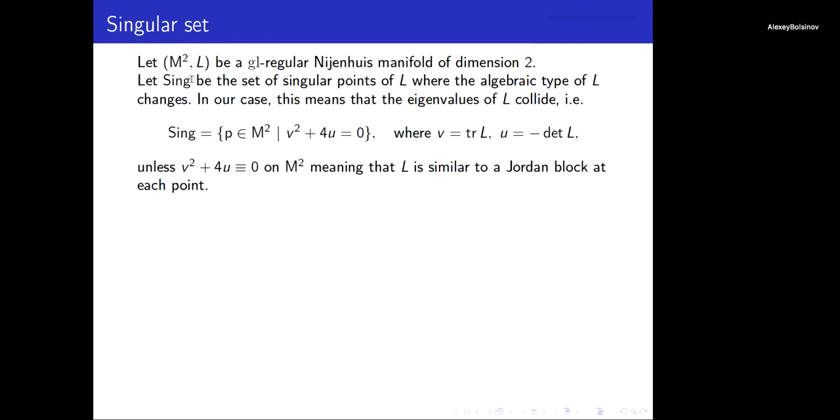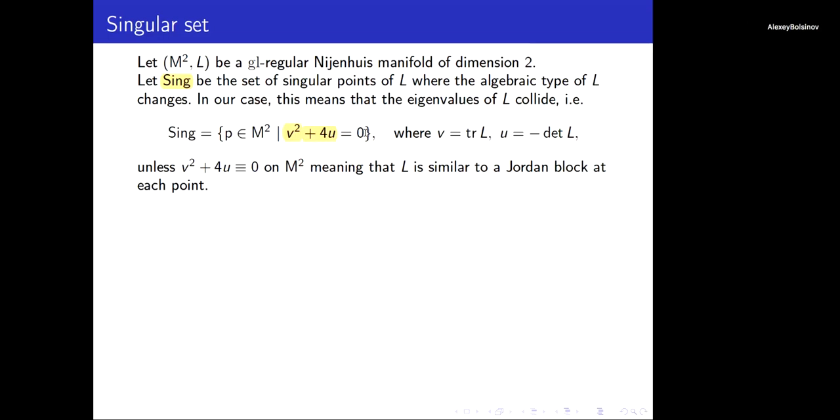Of course, what I need to do is look at the set of singular points, those where the algebraic type of L changes. What does it mean? It means that eigenvalues of L collide. But in terms of the coefficients of the characteristic polynomial, this means that the discriminant of the corresponding quadratic equation must be zero. This discriminant in our case is very simple. This is v squared plus 4u.